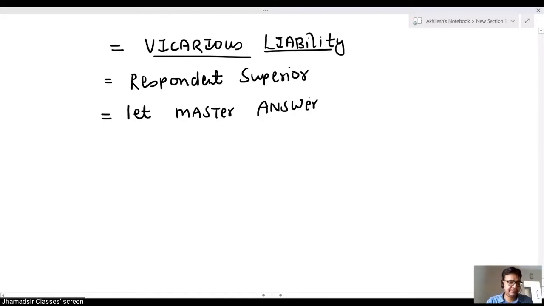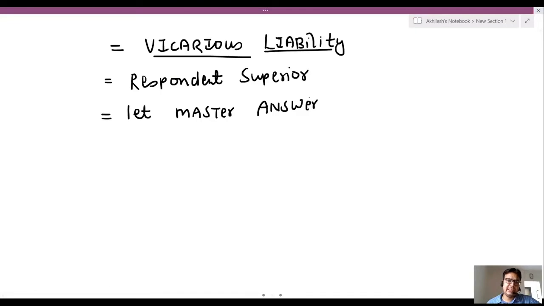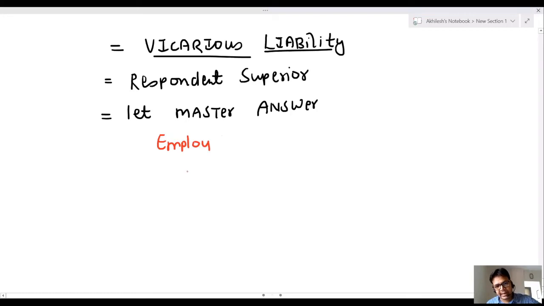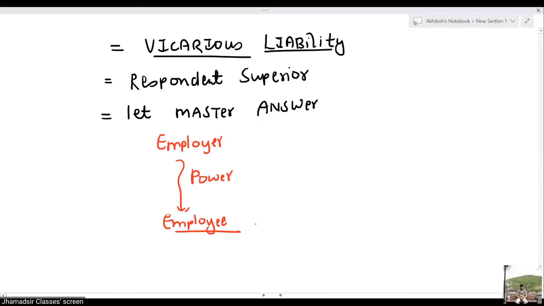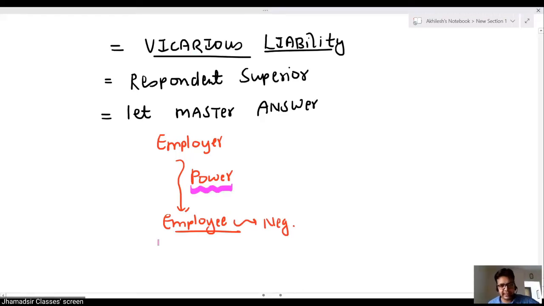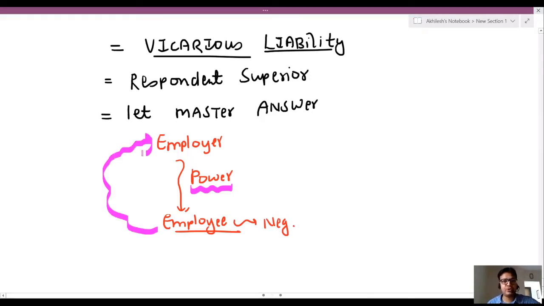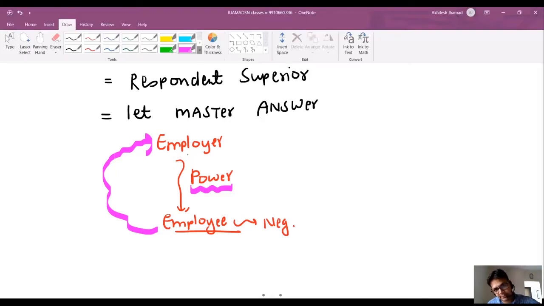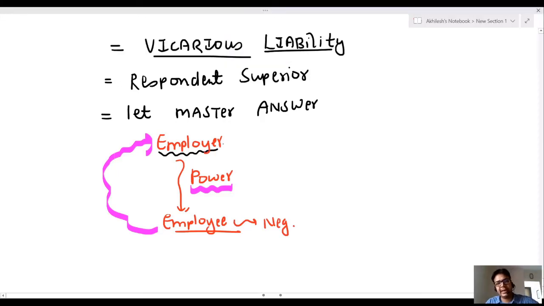Doctor sir, what is this? Like you are an employer, and some employee is working under you. Employee is working under your power, under your scope. And if this employee does some negligent act, because the employee is not working independently, this negligence is transferred to the employer. First answer has to be given by the employer.